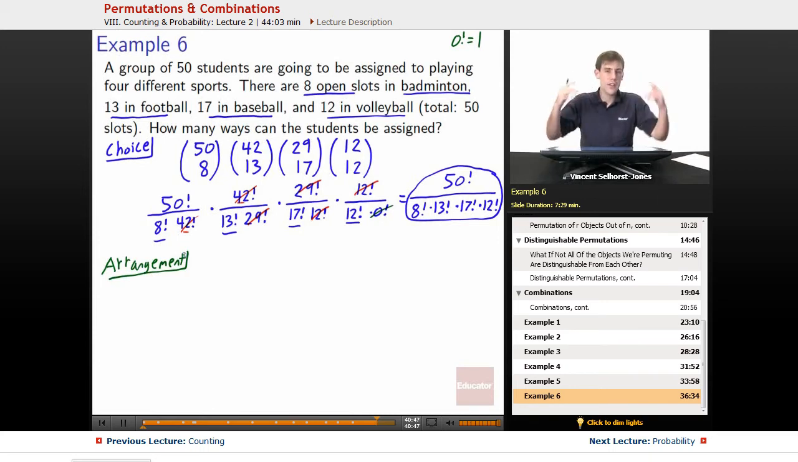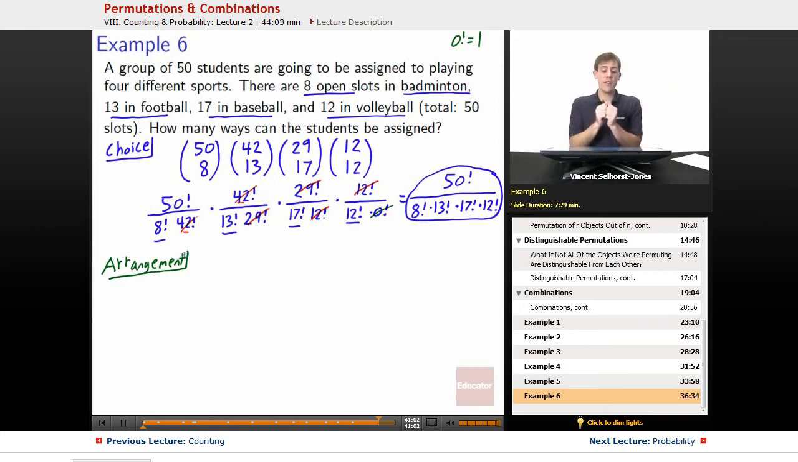So the way we have to think about this first is we can think about this as putting all 50 students in a line. So we line them up alphabetically, whatever. We line up the 50 students, and then we keep them there. We don't let them move. They just stay in their position. So we have lined up students there.